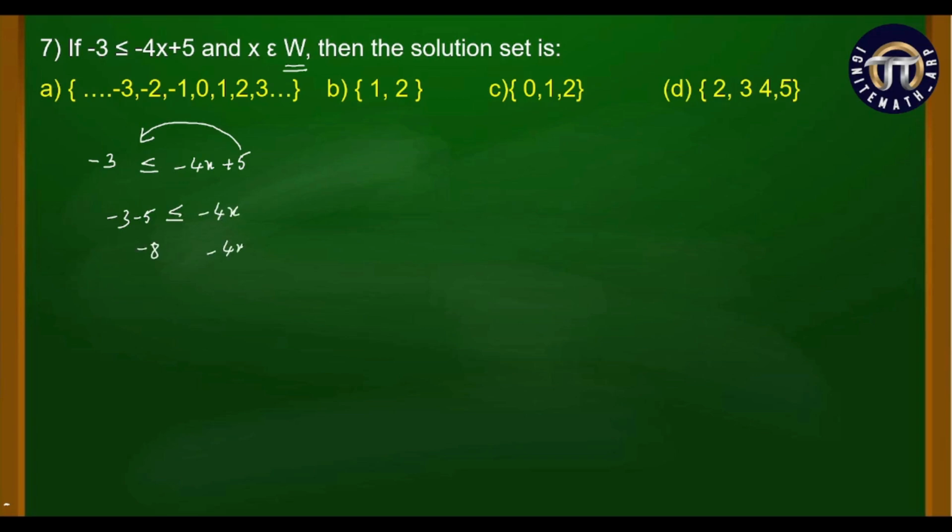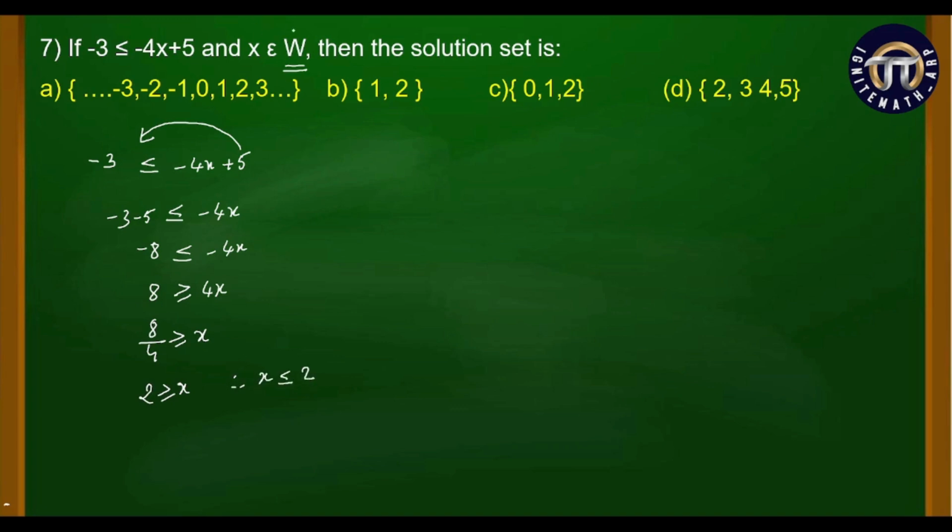So minus 8 is smaller than or equal to minus 4x. I can write this one as, please pay attention children, 4x greater than or equal to 8. Clear? So I will multiply both sides with a negative sign, and the sign of the inequality will change. So 8 by 4 will come over here. X is smaller than or equal to 8 by 4. X is smaller than or equal to 2. So I can say X is smaller than or equal to 2.